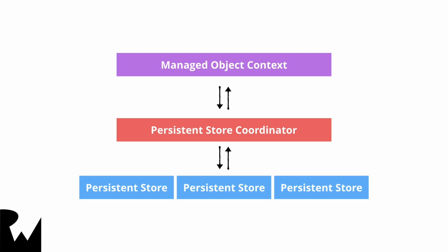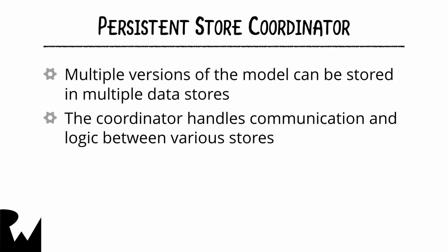When you save multiple versions of your managed object model, something we won't be getting into in this course, these are stored across different data stores, and the coordinator handles the communication and logic to interact with the various stores. A few iOS versions ago, you had to create all of these objects on your own. But these days, it's just a few lines of code, and that's because there's one object to rule them all. In the next video, let's build a stack using a persistent container.